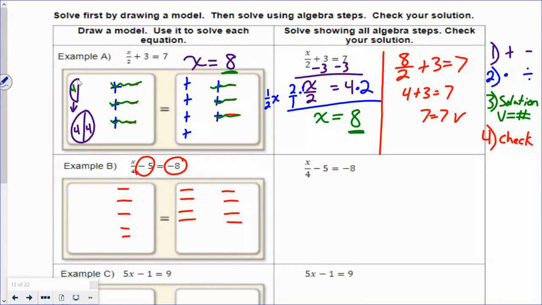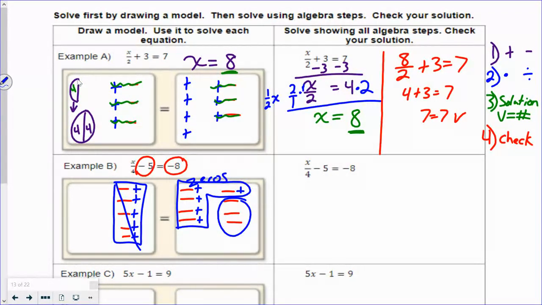So I have to undo this negative 5 first. That makes our zeros. That's what we want. And since I put 5 on the left, I got to put 5 on the right. 1, 2, 3, 4, 5. Those cancel each other out. Those are our zeros. And this tells me what I have left over is 1/4 of x.